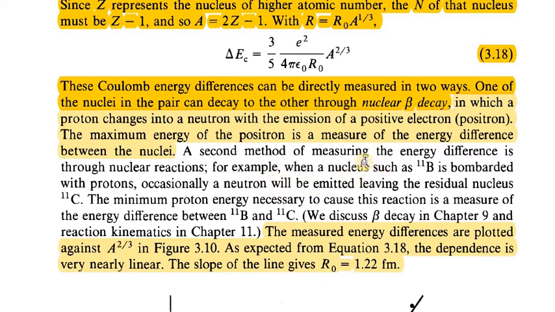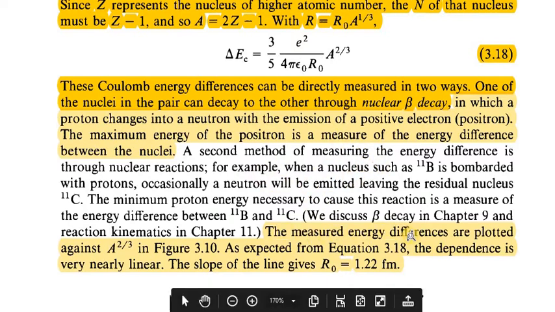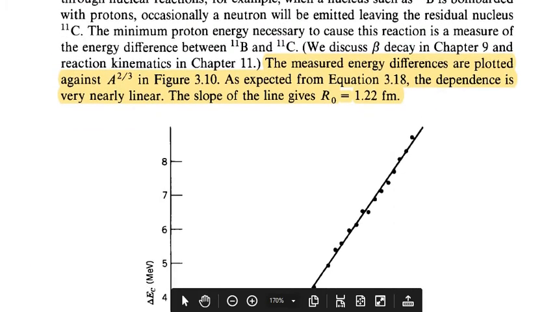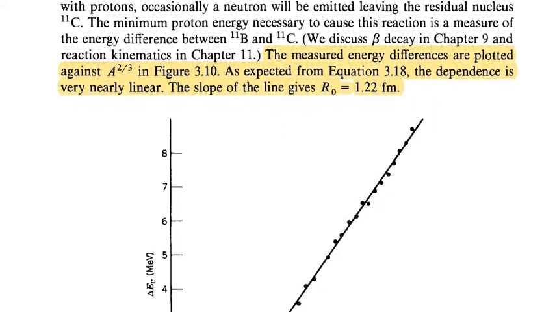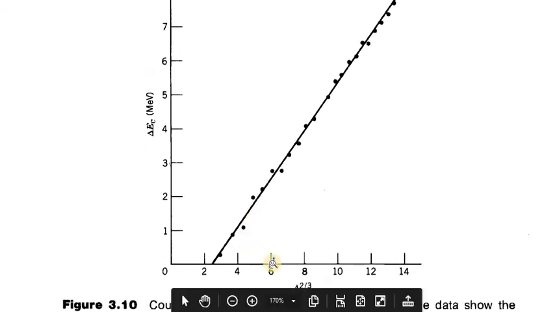The measured energy differences are plotted against A power 2 by 3. As expected from the equation on the previous slide, the dependence is very nearly linear. The slope of the line gives r0 equal to 1.22 femtometer.